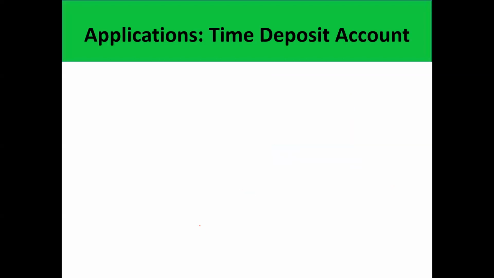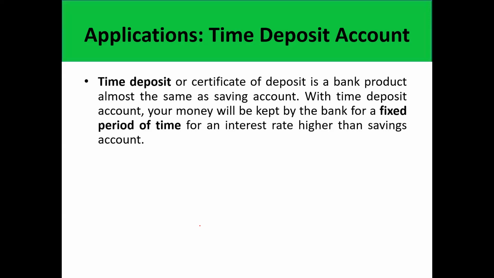Now, another type of account would be the time deposit account. And what is a time deposit? This is a certificate of deposit, and it is a bank product that is almost the same as a savings account. With a time deposit account, our money will be kept by the bank for a fixed period of time, let's say 30 days, 60 days, 90 days, for an interest rate that is slightly higher than the savings account.